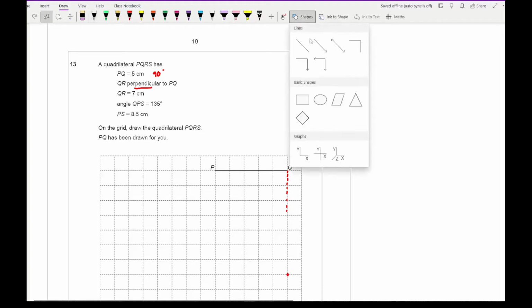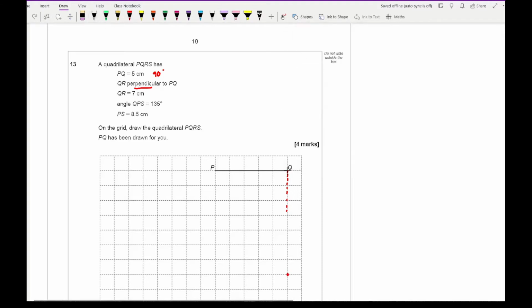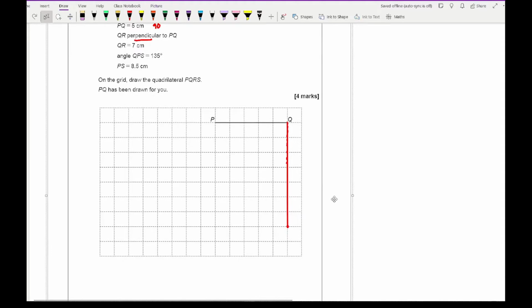Now it is important when you're doing construction, you definitely use a ruler. And this is probably going to make the video last about 3 hours. Now it's worth 4 marks, in which you'd get marks for every correct thing that you do. Now the next bit of information, so that bit is done, so I can tick that and I can tick that. The next thing I need to do is draw the angle QPS of 135 degrees.